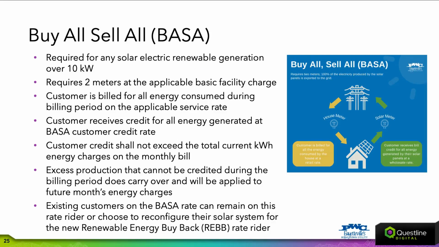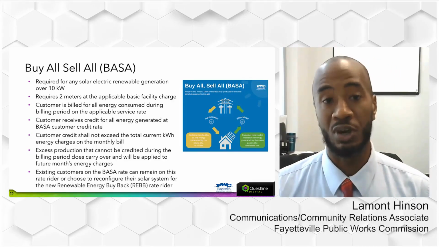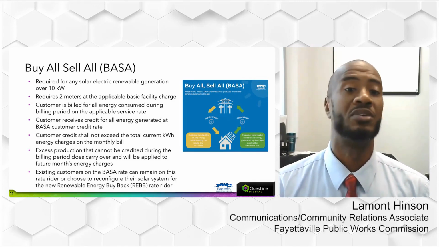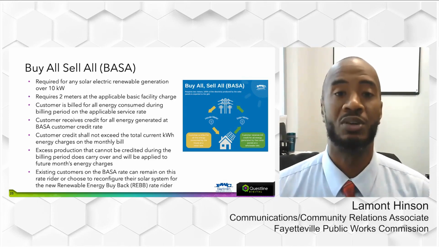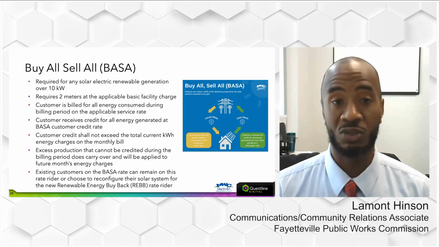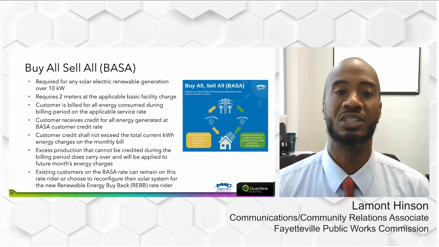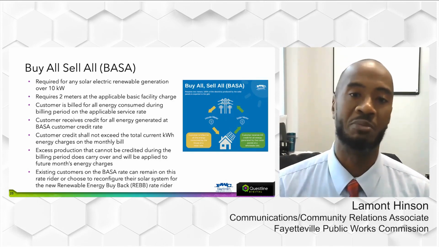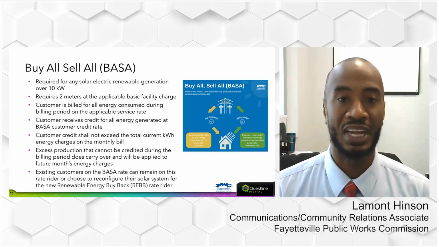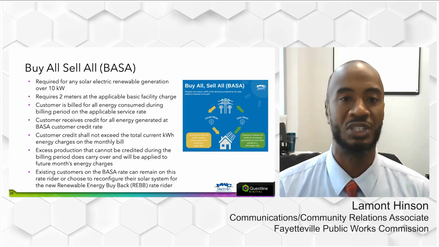With the buy all, sell all, again, it's trying to educate that with this one, you are going to have 2 meters. This is for customers who are more than likely producing over 10 kW. However, whatever energy is generated, it can again be reflected as a credit on their bill. Any excess, however, does roll over for future bill credits. So you are getting all of the energy, so to speak. One of the drawbacks is that you will have to have the purchase of 2 AMI meters. So your basic facility charge will be slightly higher. Again, it is working with our development and marketing team to see which customers this will best benefit.